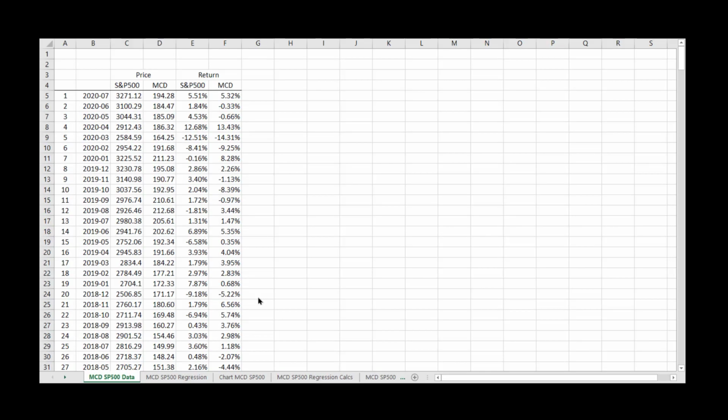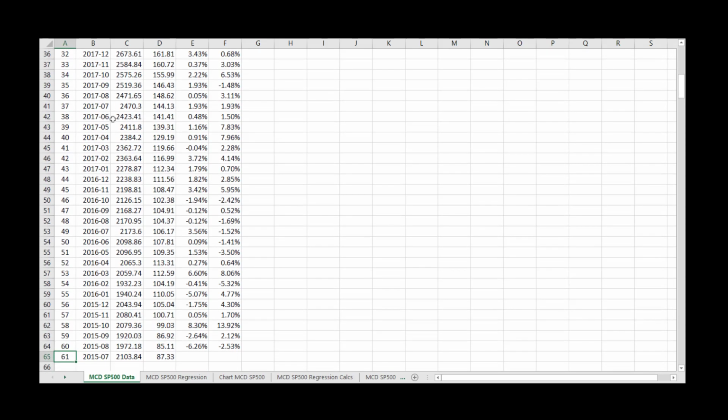Now let's run the regression in Excel to see if we can figure out the beta. What I'm starting with is the prices for the S&P 500, and I've chosen McDonald's. We're going to do 60 months of data, 5 years. So 60 months of data returns require 61 months of prices.